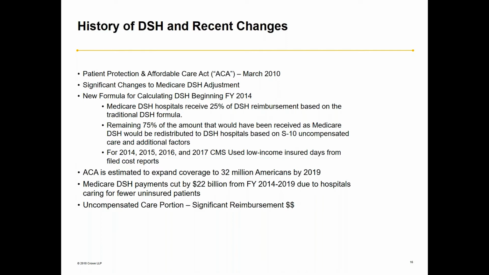So the Affordable Care Act itself is estimated to expand coverage to about 32 million Americans by 2019, and this would cut DSH payments to hospitals by about $22 billion between 2014 and 2019. Basically, the reason for that is hospitals caring for fewer uninsured patients. That was the theory behind this new payment methodology.